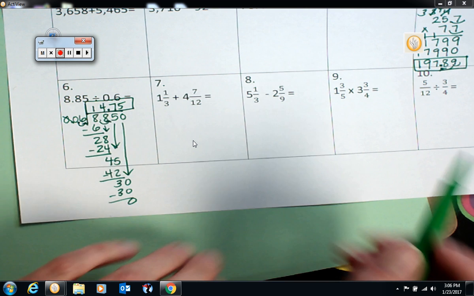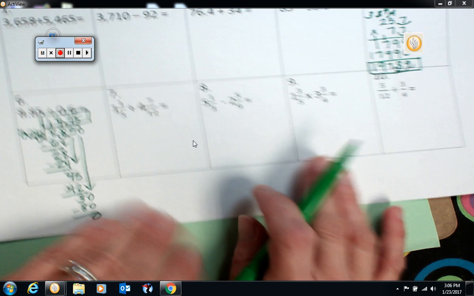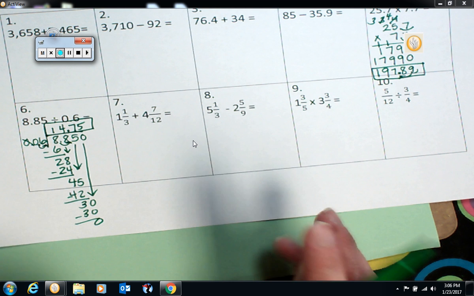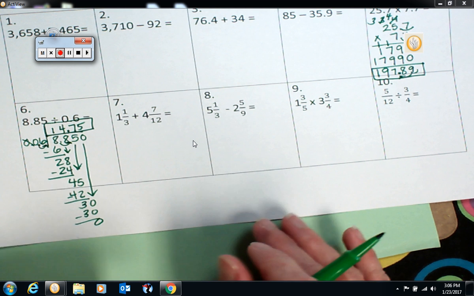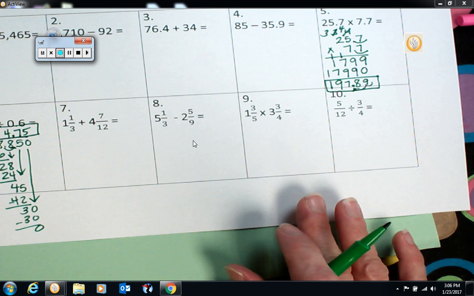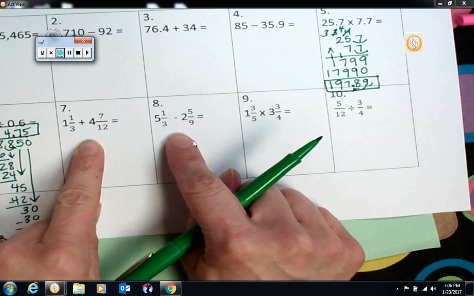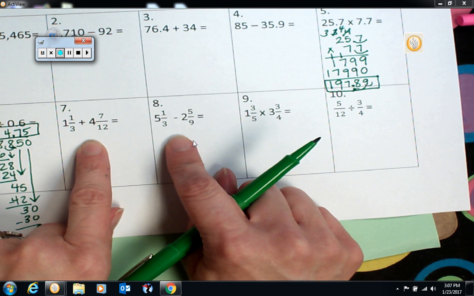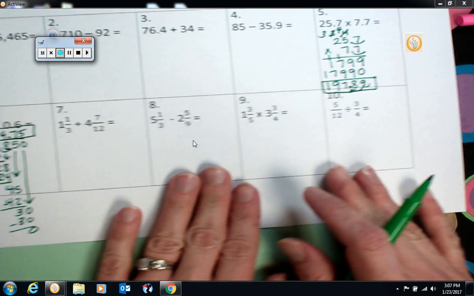Okay, number 7. I'm going to add fractions here, and most of us are doing an awesome job adding fractions, so I'm going to scoot on to number 8. Number 8 is asking us to subtract fractions, and the same rule applies with adding and subtracting fractions. I must find that common denominator. So we're going to practice doing that with number 8.